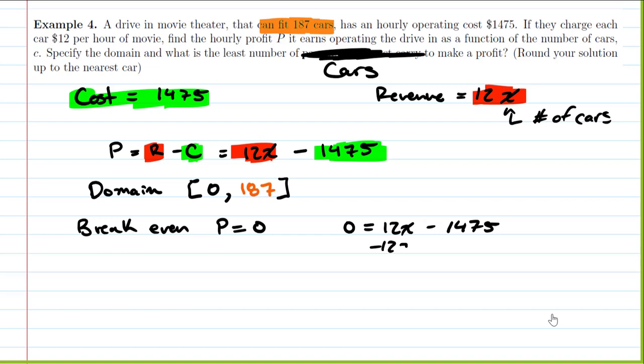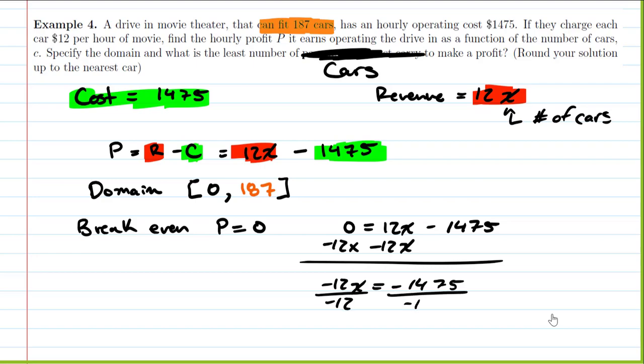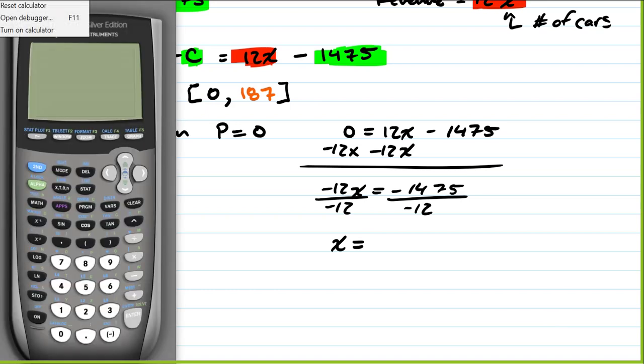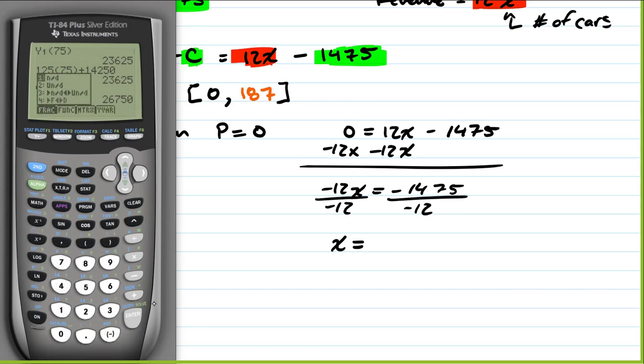So we minus 12x, and we minus 12x, and we get negative 12x equals negative 1475. Divide by negative 12, we divide by negative 12, and we get x is equal to negative 1475 over negative 12.